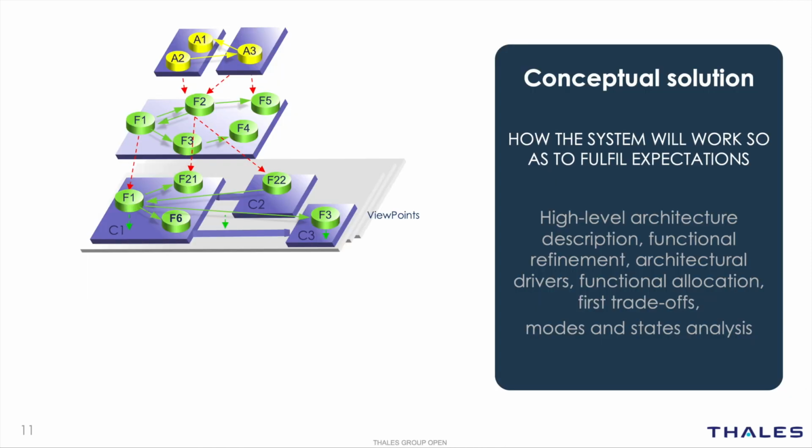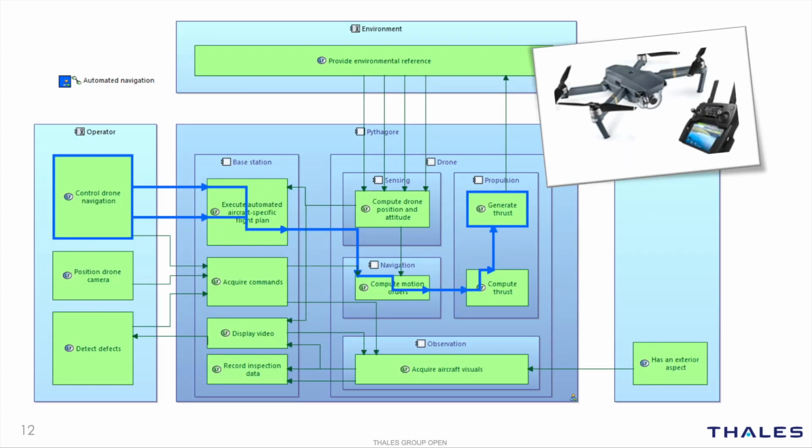After the capture of the need, we are finally ready to proceed with the description of the solution, and we start with the logical architecture, or conceptual solution. Here, we focus on how the system will work. The goal is to provide a high-level description that can be understood by all the engineering stakeholders, meaning not only by the system architects. The first obvious information about our system here is that it is made of a base station on the ground and of the drone.